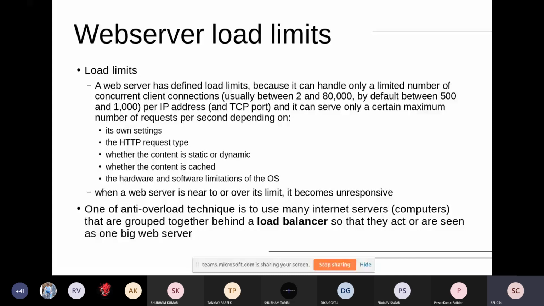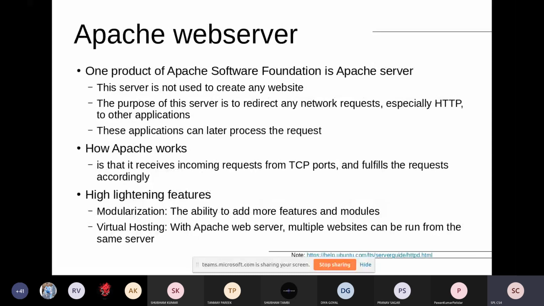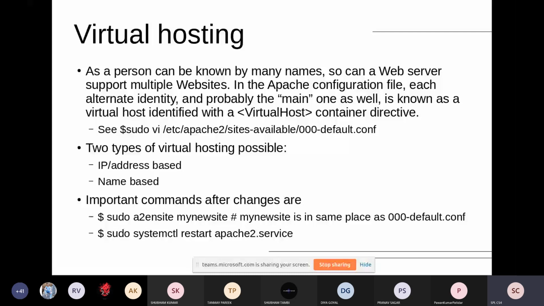One of the anti-overload techniques is to use load balancing, of course, to distribute the requests that are coming to various servers which are working in a cluster. So one product of Apache Software Foundation is called Apache Server, which is dedicated to handling requests and sending responses back, actually. And that makes one of the layers above the frameworks that we put. So there are various features and various files that could happen to solve some of the problems.